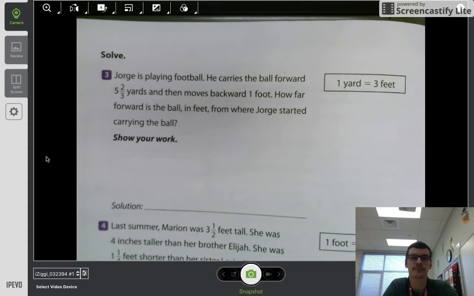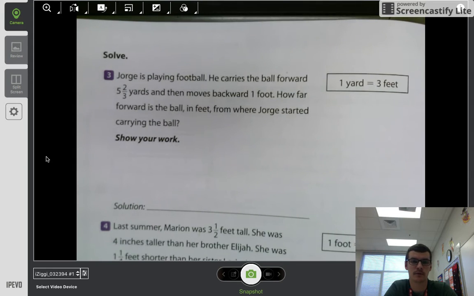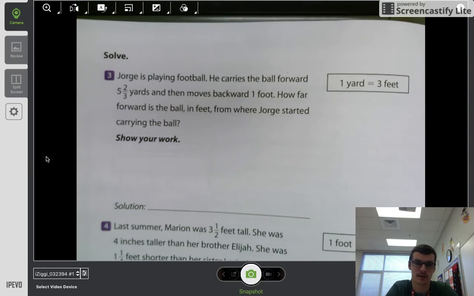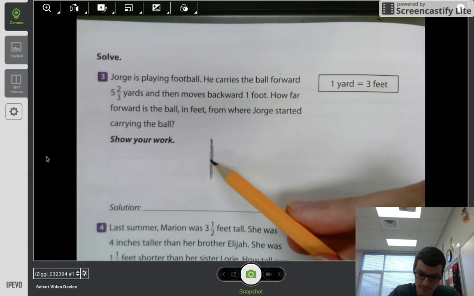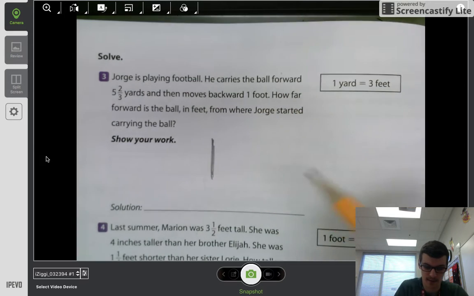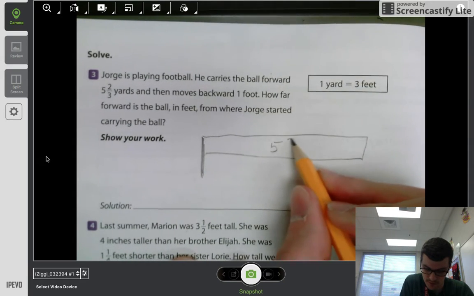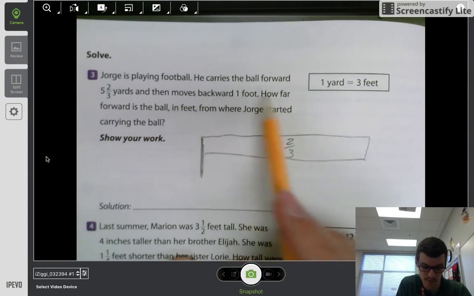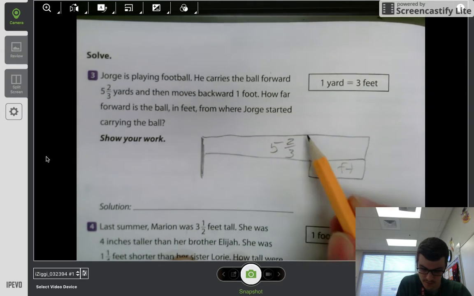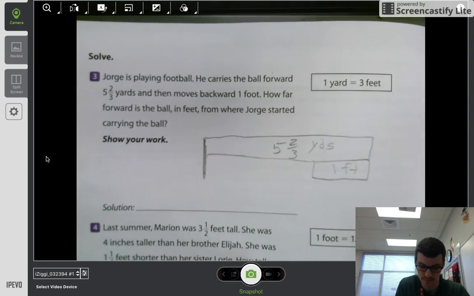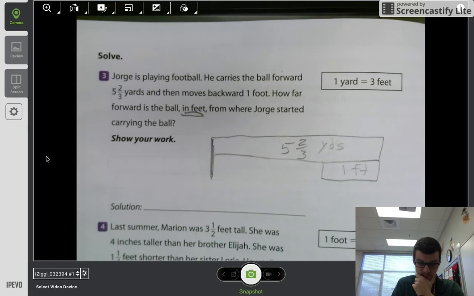Jorge is playing football. He carries the ball forward 5 2/3 yards and then moves backward 1 foot. How far forward is the ball in feet from where Jorge started carrying the ball? So here's the line of scrimmage, and that's where he starts. He carries the ball forward 5 2/3 yards. So we're just going to make this line represent 5 2/3 and then moves backward 1 foot. So then he goes backwards 1 foot. This is in yards. This is in feet. How far forward is the ball in feet from where he started?